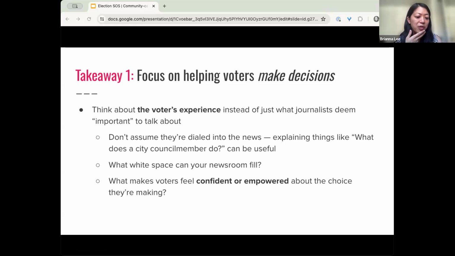And, again, what makes voters feel confident or empowered about the choice that they're making? And then I'll pass it on to Ariel to talk about many of the other things that we also had to consider when we were making this shift in our approach.